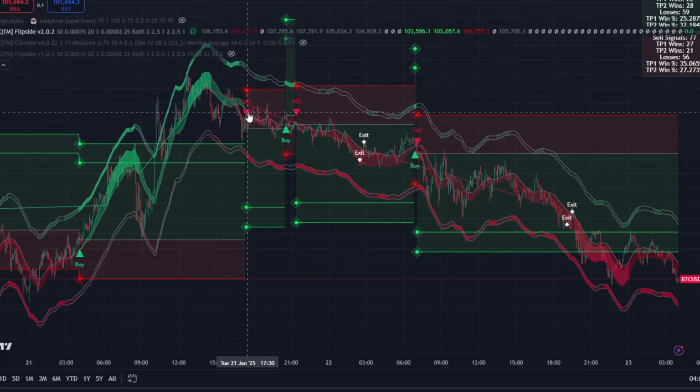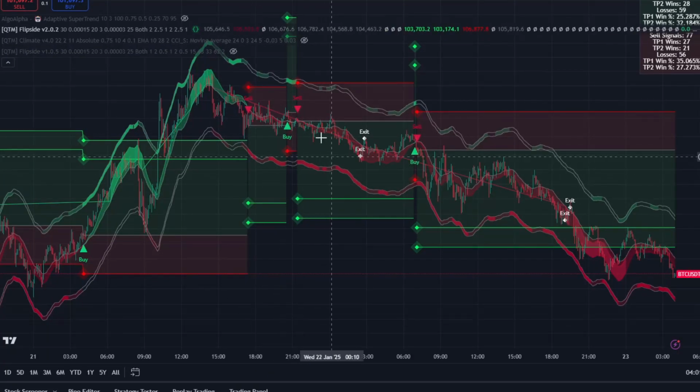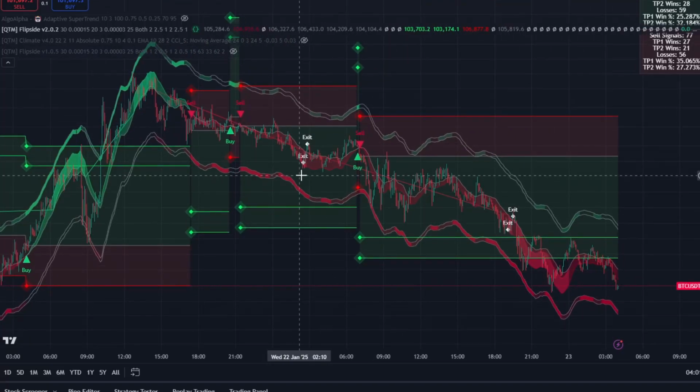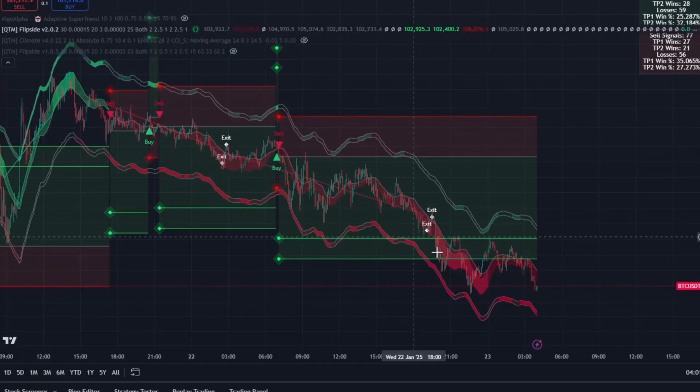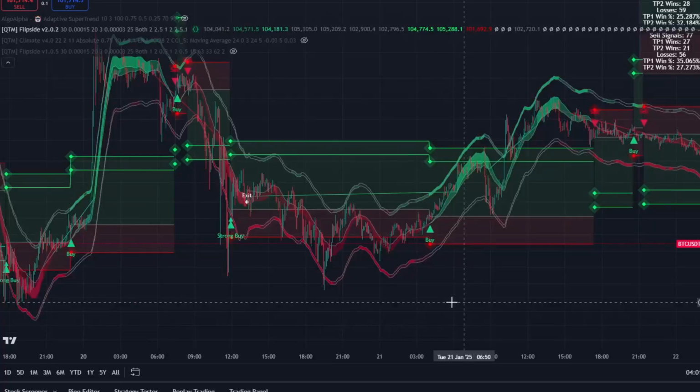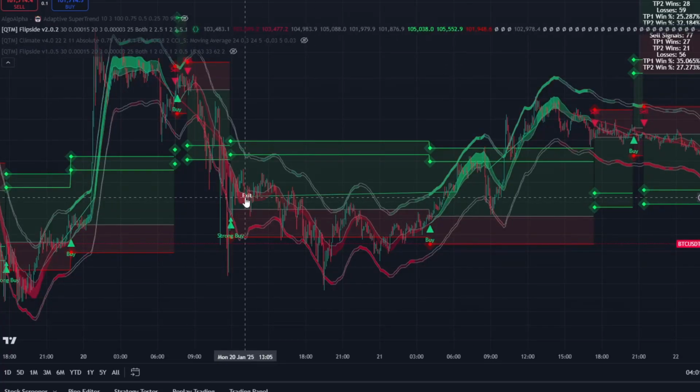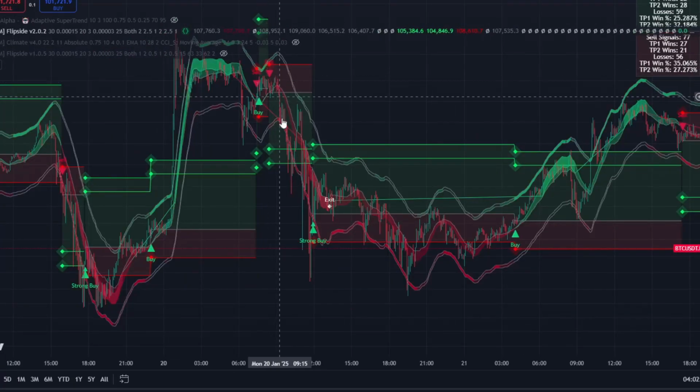This one right here, I wouldn't say this one was a good one. Neither one of these were a good one, but this one was decent. You could have got a little bit of profit on this, and then this one was a really good one right here. This one, you actually could have still closed this in profit. This one right here was good.